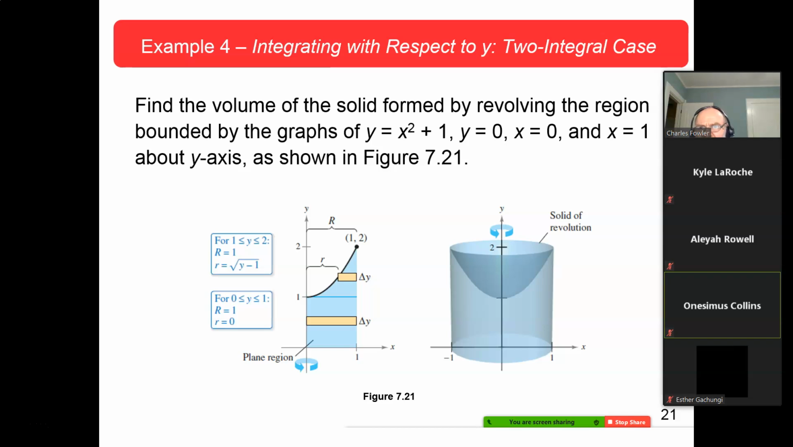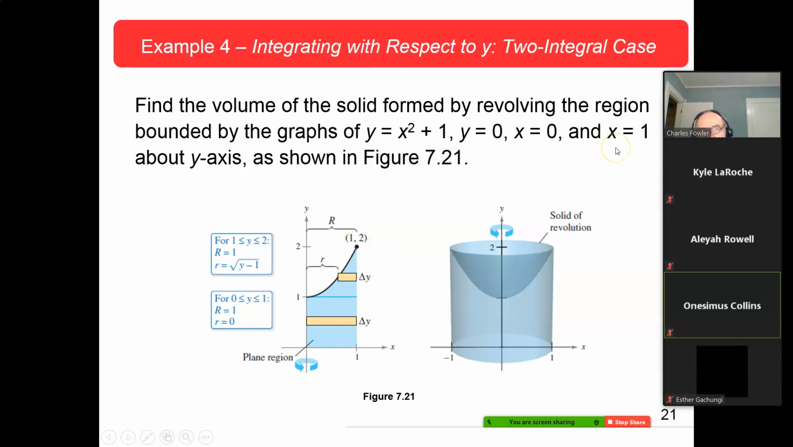I don't like the way they've phrased this. Find the volume of the solid formed by revolving the region bounded by the graphs of y is equal to x squared plus 1. That's that right there. Y is equal to 0. That's your x-axis. Oh, I misread it. X equals 0 is your y-axis, and x equal 1. Okay, I thought it was this line here. That's y is equal to 1. X equal 1 is this one here. That gives you an endpoint here. Okay, this is making more sense.